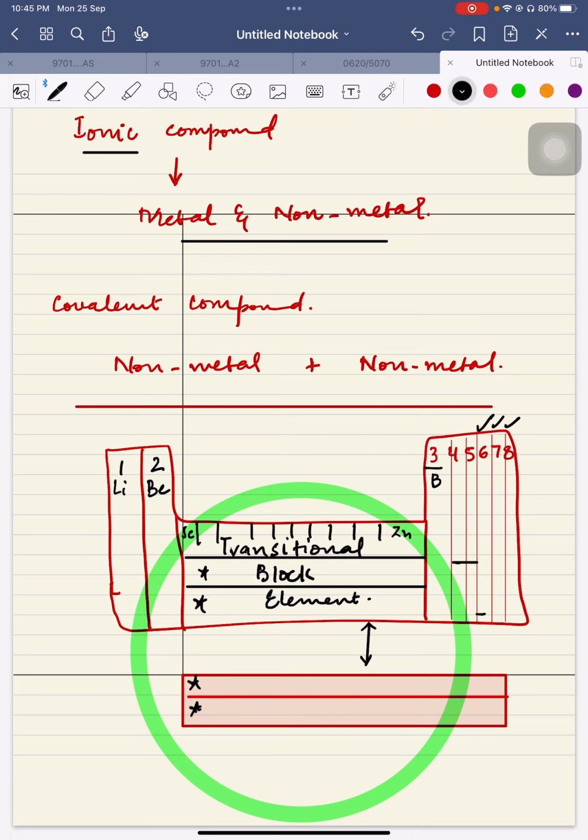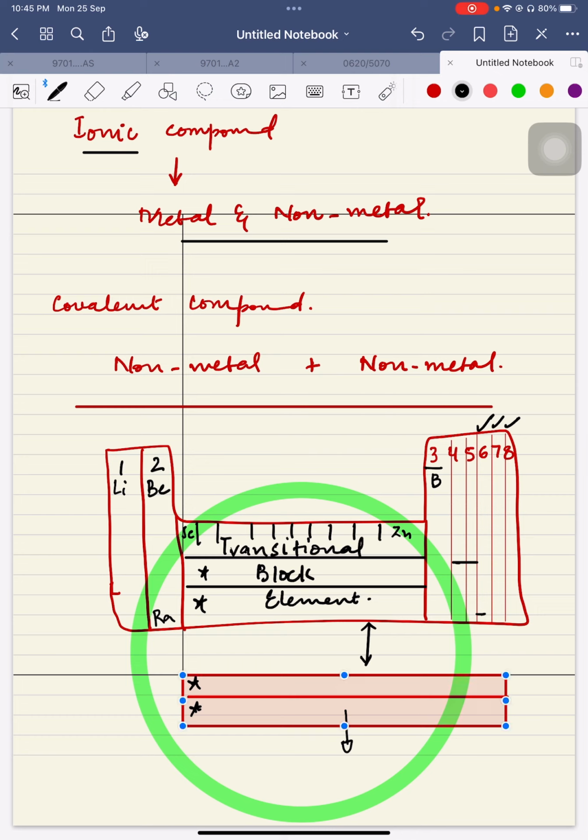One more thing I am telling you: many elements in the last two lines, and certain other elements, for example radium, are here. So it is beryllium, magnesium, calcium, strontium, barium, and radium.